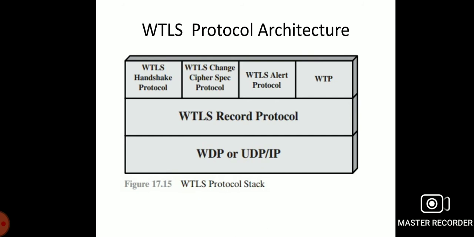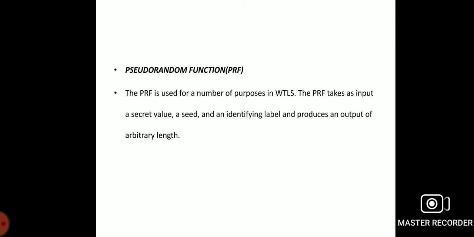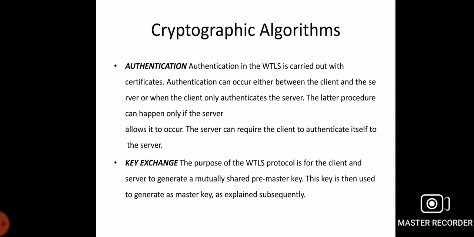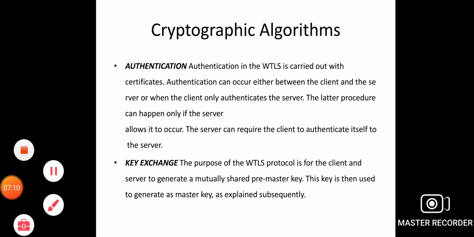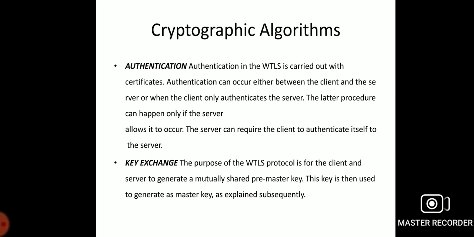Now we can move to the cryptographic algorithms. So these are in two different categories. That is authentication. Authentication in the transport layer security is carried out with certificates. The authentication can occur either between the client and the server, or when the client only authenticates the server. The latter procedure can happen only if the server allows it to occur. The server can require the client to authenticate itself to the server.